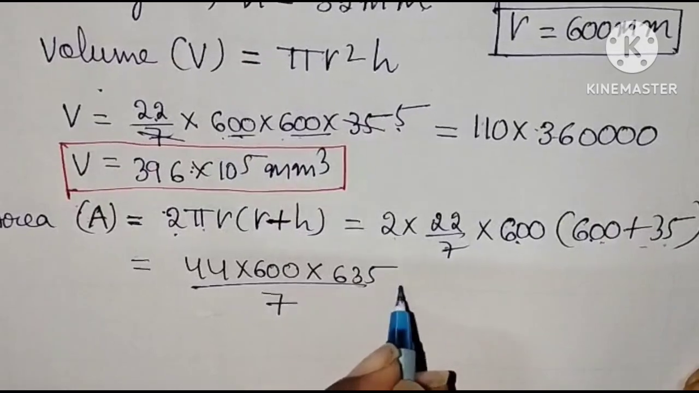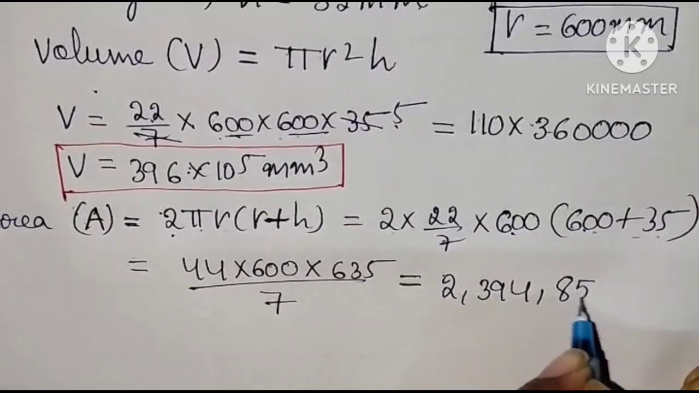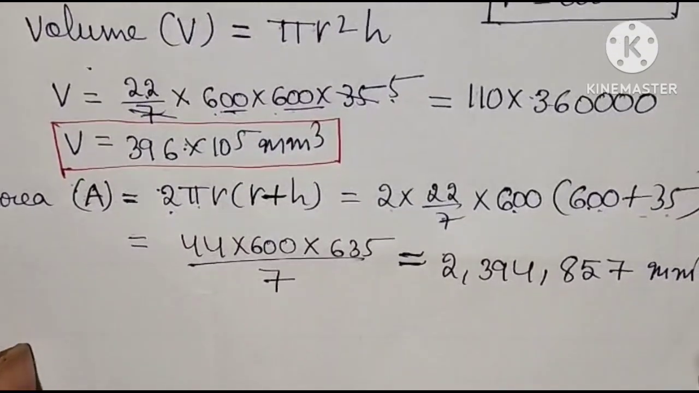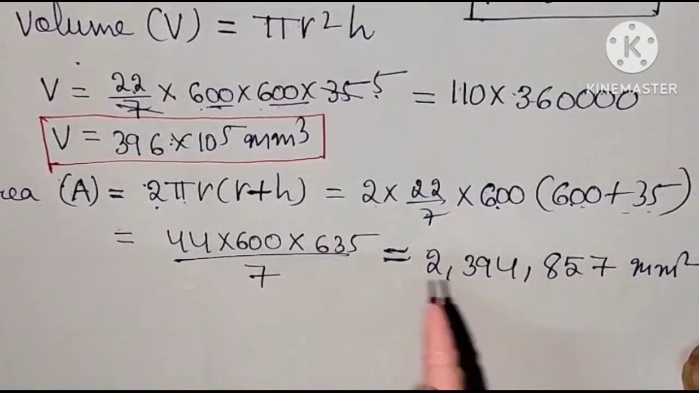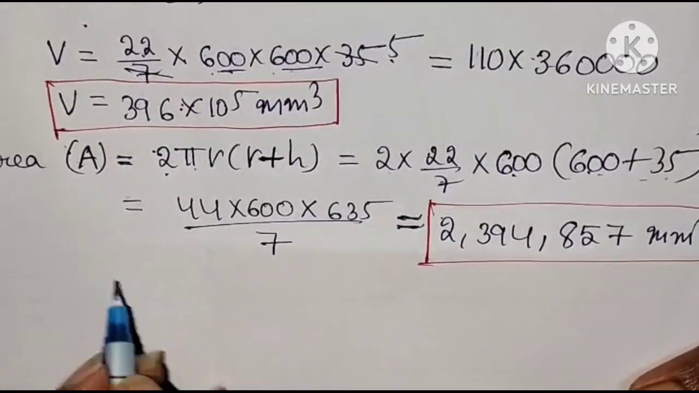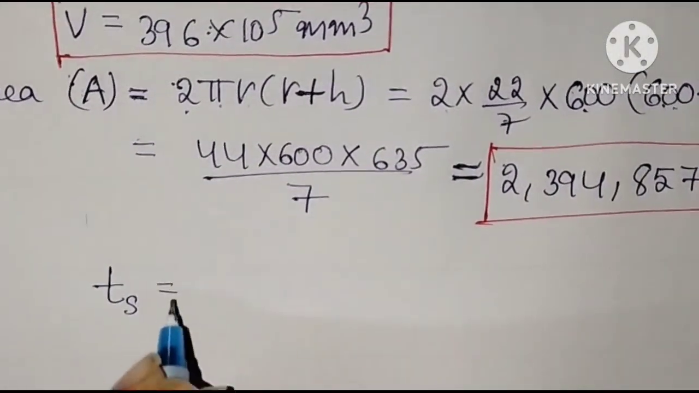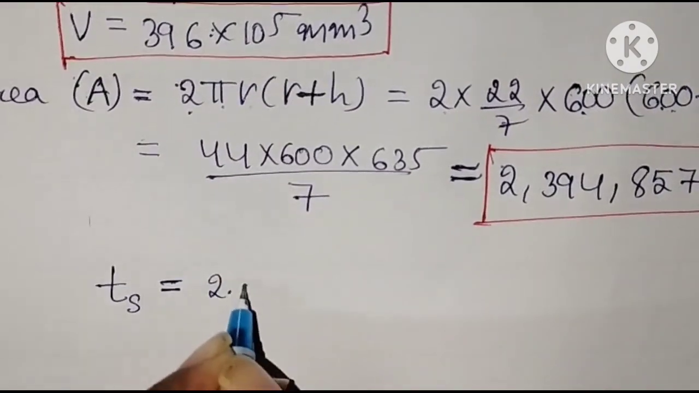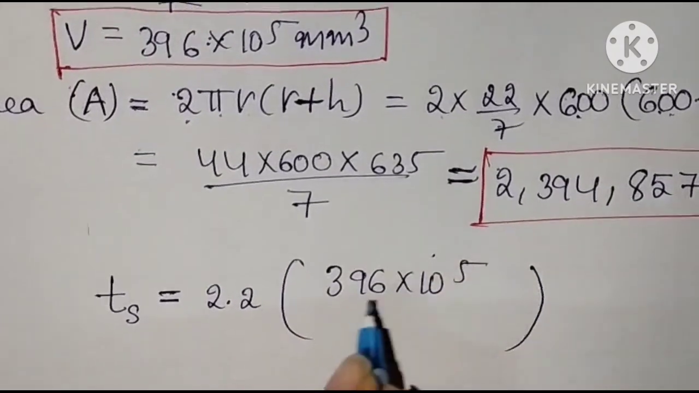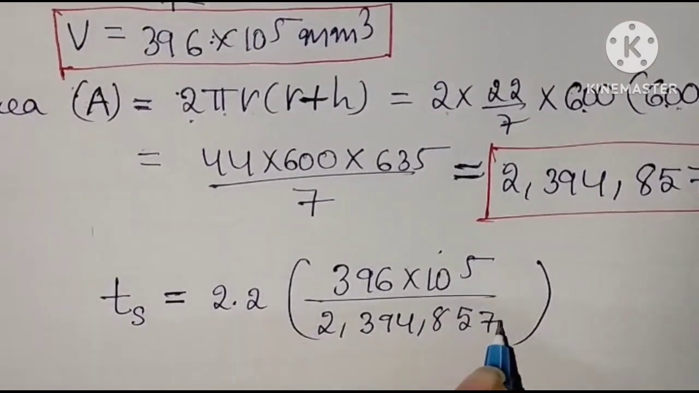If you simplify, you will get approximately 2394857 mm square, not the exact value. This is the surface area of the cylindrical casting. Now use Chvorinov's rule formula and substitute. You will get the total solidification time. T is equal to C, the mould constant 2.2, into V by A, where V is 396 into 10 to the power of 5, whole divided by A, 2394857, whole square.